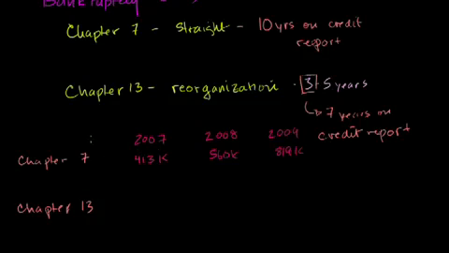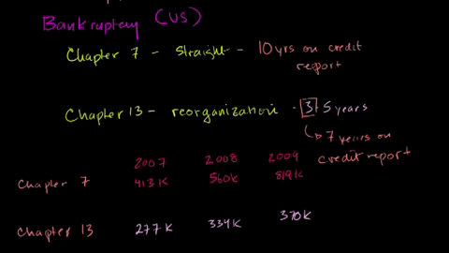And if you look at Chapter 13, in 2007, we had 277,000 filings. So for every 4 Chapter 7s, there's about 3 of these. Then we have 334,000 in 2008, and then 370,000 in 2009. So you can see that both are increasing really fast, but Chapter 7 is even more dramatic. And you can imagine, because in a situation where people don't have jobs, Chapter 13 really isn't that viable of an option. They really have to do something like Chapter 7. Anyway, hopefully you found that useful and you know a little bit about bankruptcy now.